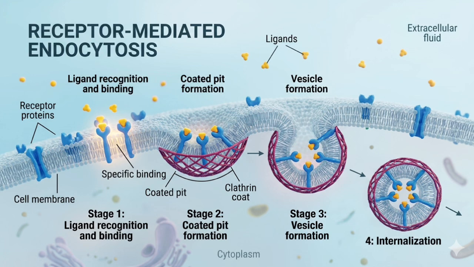This is where the cell takes in specific molecules using receptor proteins embedded in its membrane. These receptors are highly specialized. They bind only to particular molecules known as ligands. When the correct molecule binds to its receptor, the membrane folds inward, forming a vesicle that brings that specific substance into the cell. This is not random, it is targeted and controlled.